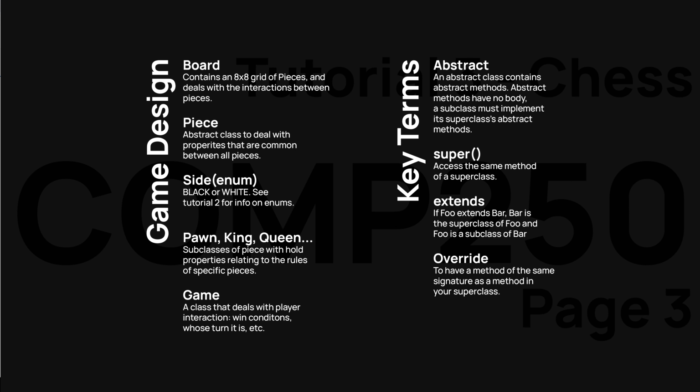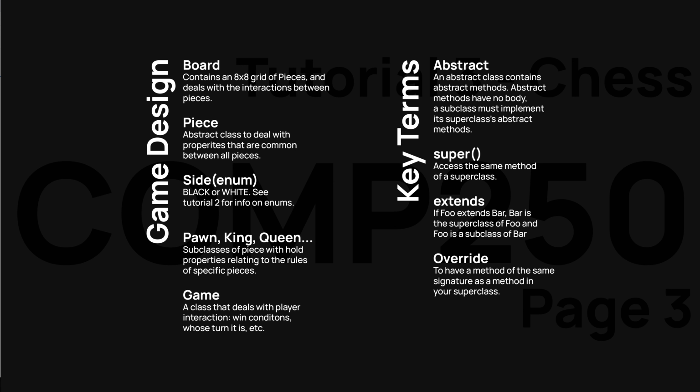Now, the game design. So we have a board. The board deals with the interactions between pieces. It's always 8x8. We can use an array for this, right? We've seen this before. Now the piece can be abstract, as was suggested by Philman here. Abstract meaning that it has certain properties which we don't know yet, and we'll see that in the code. It's going to be very clear to you after we write more in the code what exactly this piece class and it being abstract will mean.